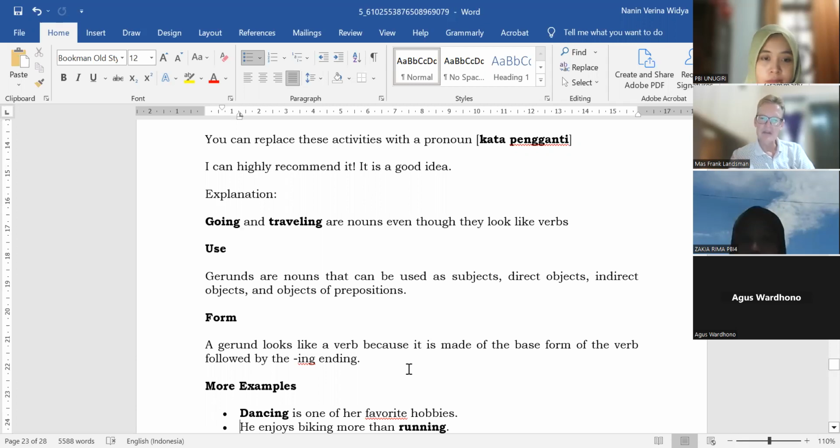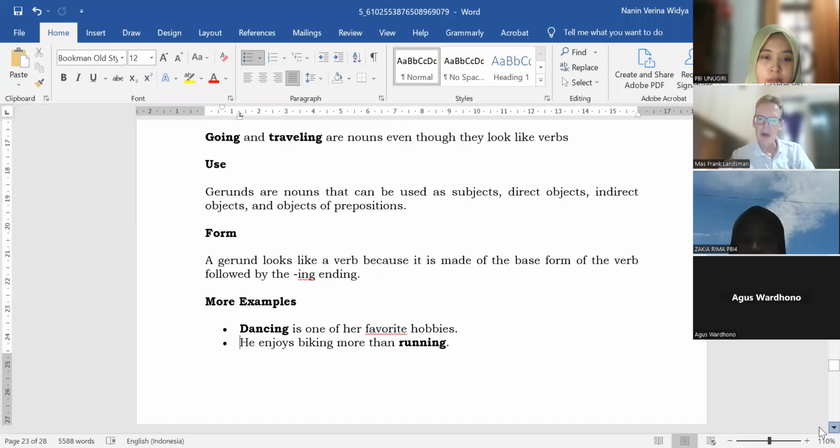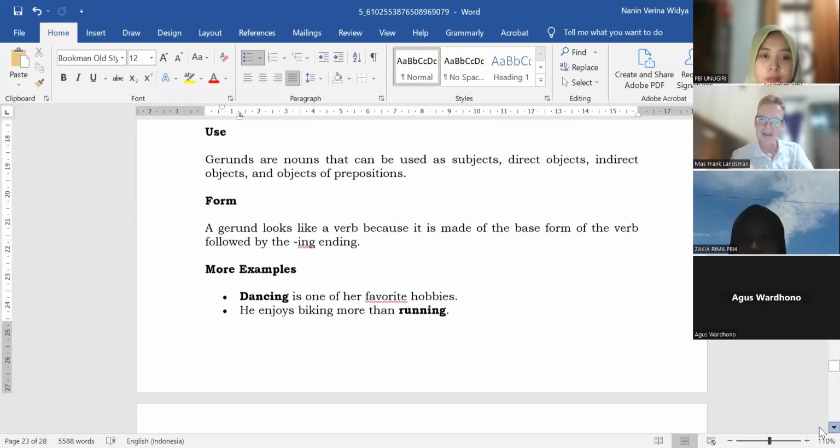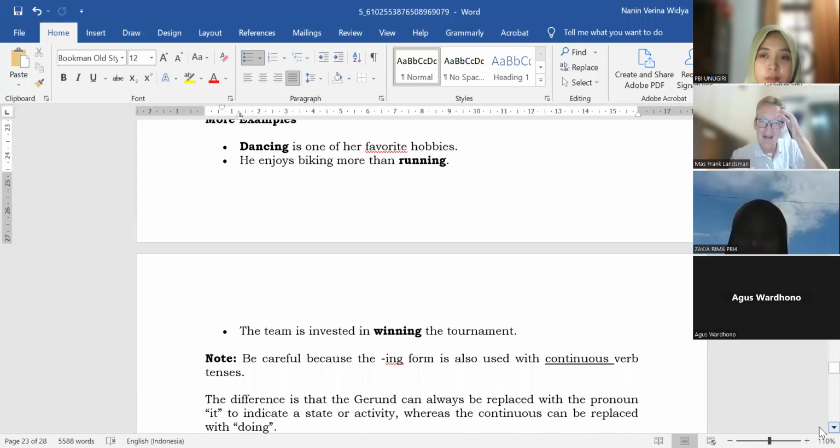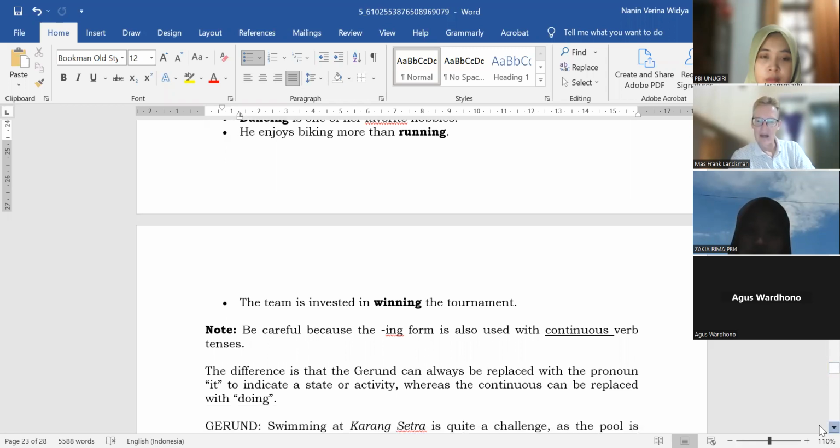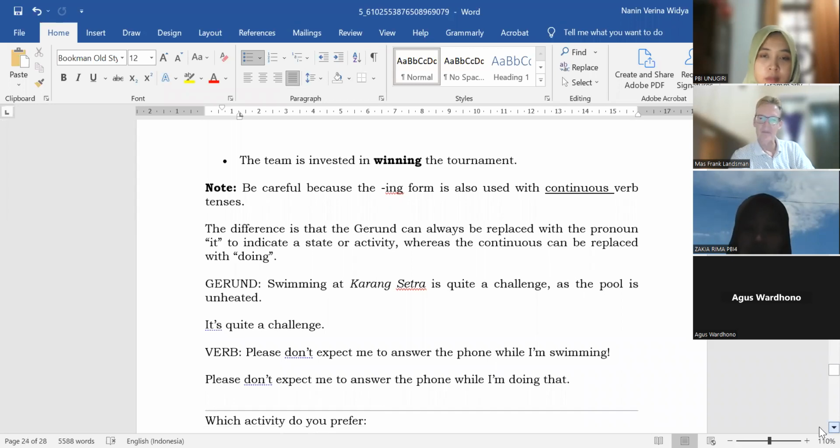More examples. Dancing is one of her favorite hobbies. He enjoys biking more than running. Yeah, biking should also be in Tetak Kebala. The team is invested in winning the tournament. Be careful because the -ing form is also used with the continuous verb tenses. Like I said, don't ring me on the phone while I'm swimming, for instance.